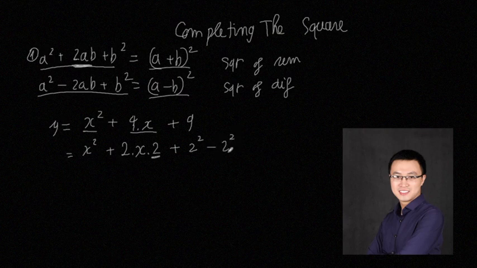and minus b squared. Why do you have the minus b squared here? Because you add 2 squared, so to leave the equation unchanged you have to subtract 2 squared, and then you rewrite the plus 9.